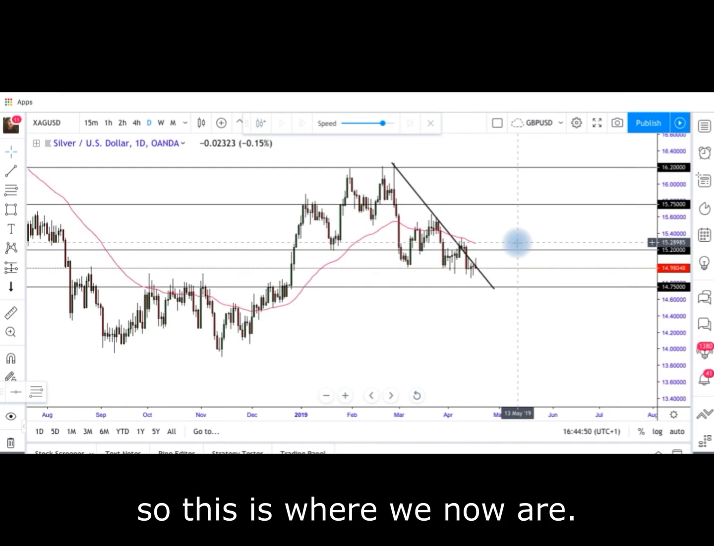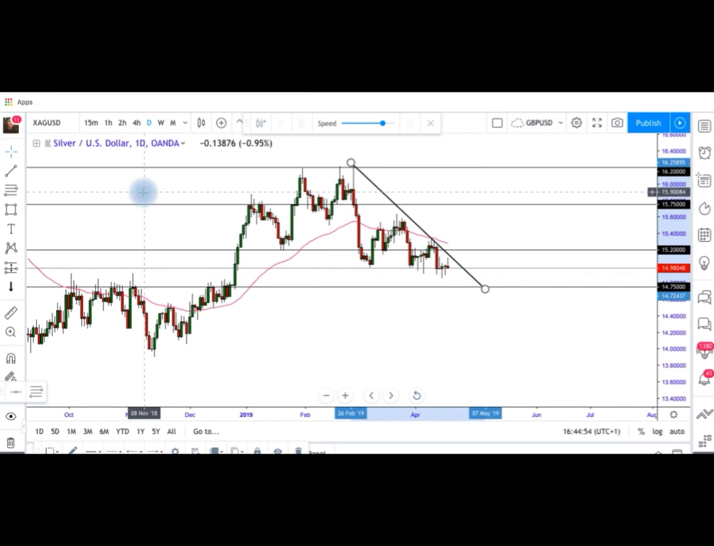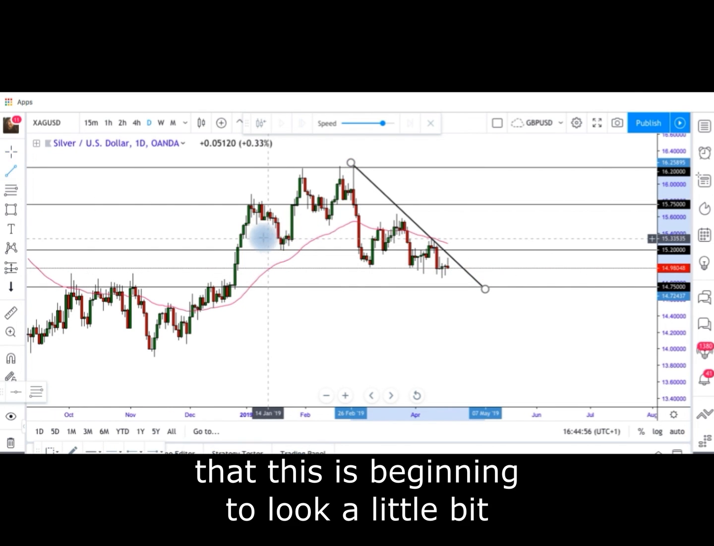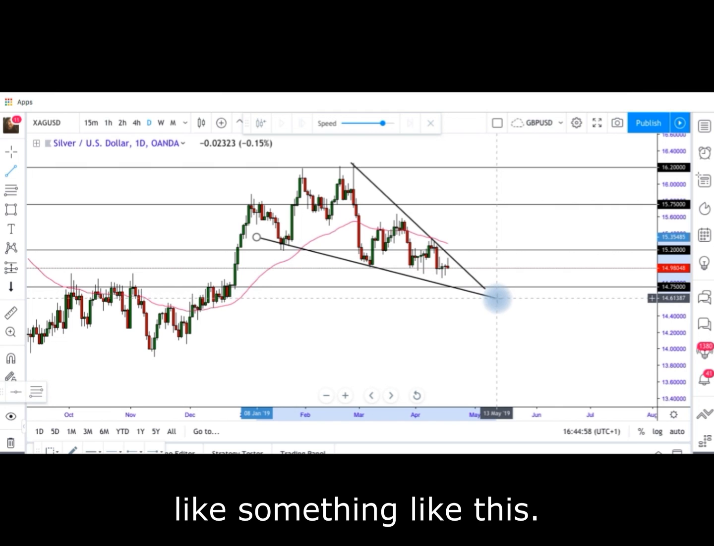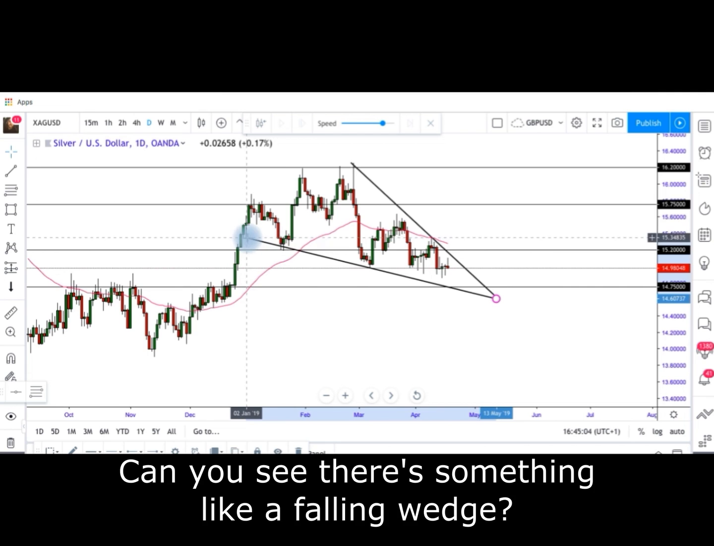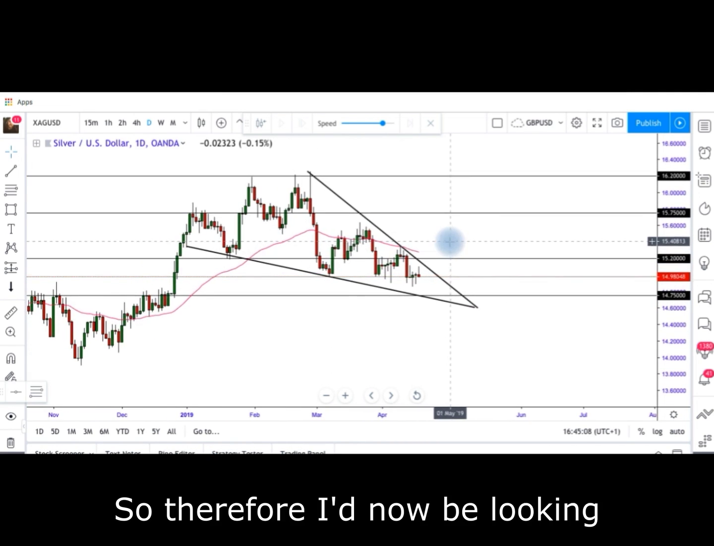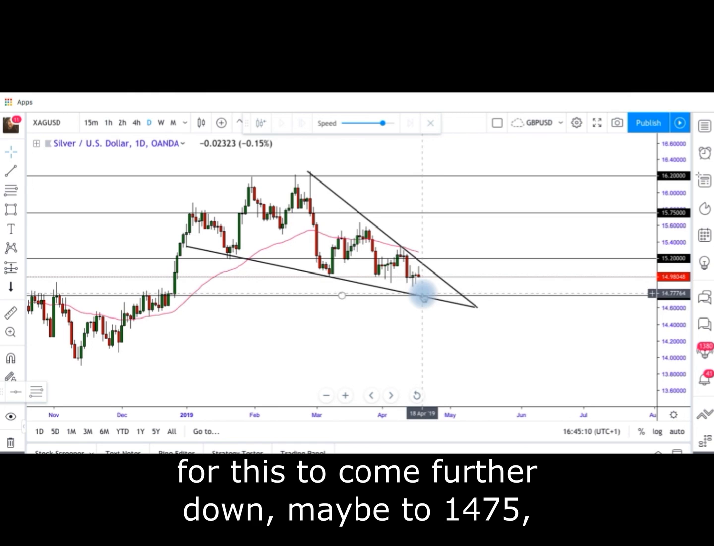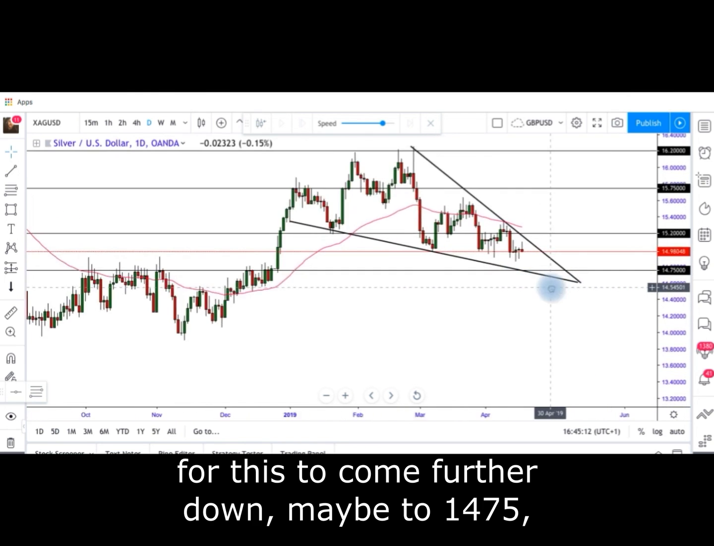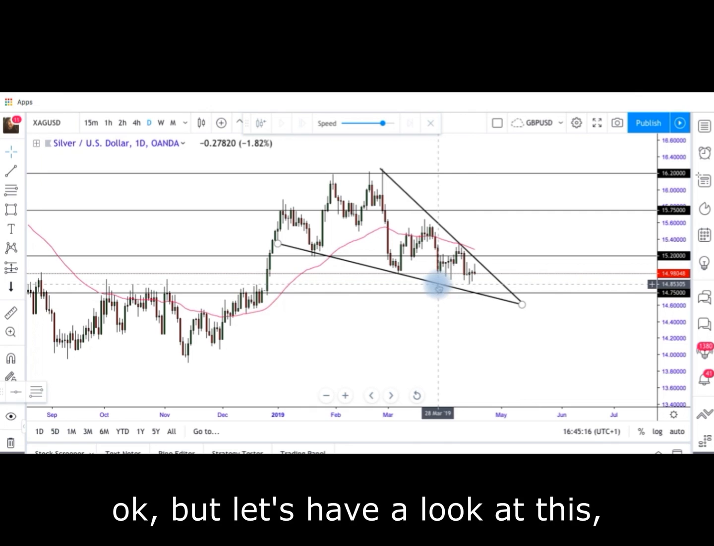So this is where we now are. Now, actually, I can see already that this is beginning to look a little bit like something like this. You see this? Something like a falling wedge. So therefore, I'd now be looking for this to come further down, maybe to 14.75, which is the next market structure.